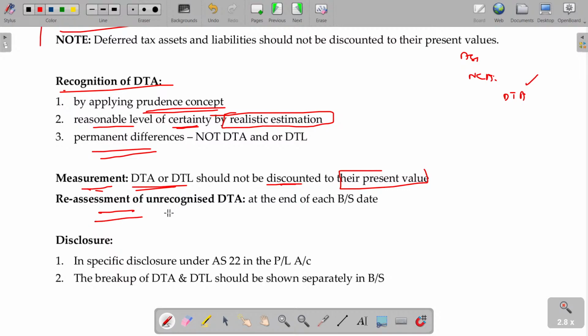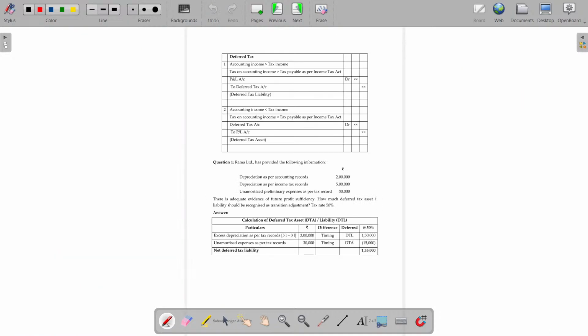And reassessment of unrecognized DTA at the end of each year. Every year end, you have to check whether DTL and DTA are really valid or not. Based on that, you have to show them. Disclosure: under AS 22, it should be disclosed specifically in the P&L account, and you have to give the breakup regarding the DTA and DTL separately in your balance sheet. Okay, that's it. The topic is over.